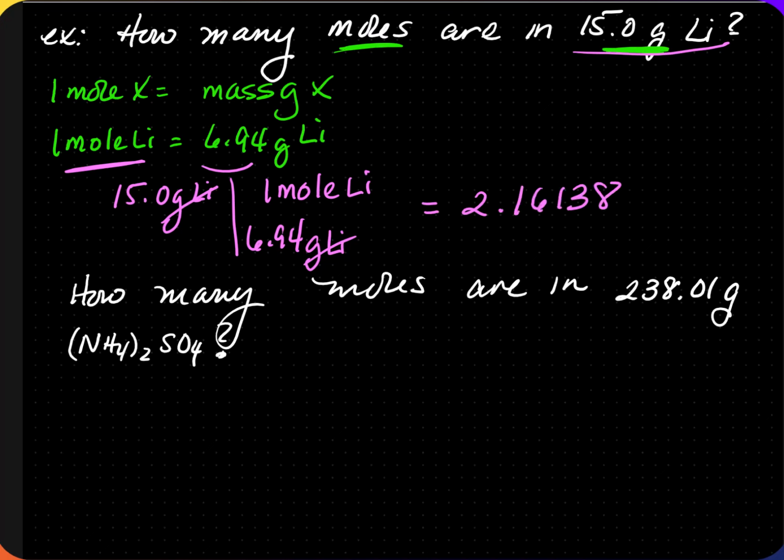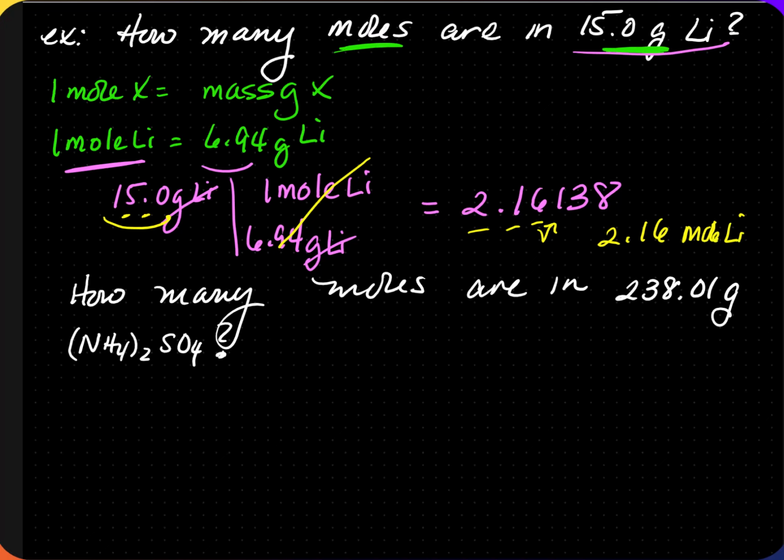2.16138. We need to do sig figs. Conversion factors do not count. So we look at the original problem. The number is 15.0. That last 0 is significant because there's a decimal and a significant digit in front. So there's 3 sig figs. So it's 1, 2, 3. 1 to the right. So this is 2.16 moles of lithium.